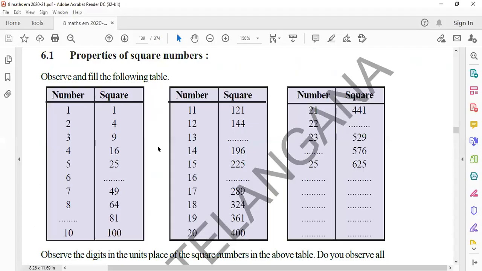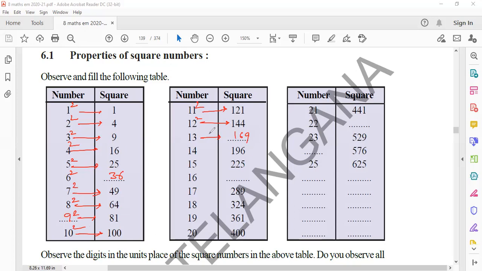Please, I'll share the screen. Try to copy all of this. So what is the number here? Try to understand. 1 square is 1. 2 square is 4. 3 square is 9. 4 square is 16. 5 square is 25. 6 square is 36. 7 square is 49. 8 square is 64. 9 square is 81. 10 square is 100. 11 square is 121. 12 square is 144. 13 square is 169.